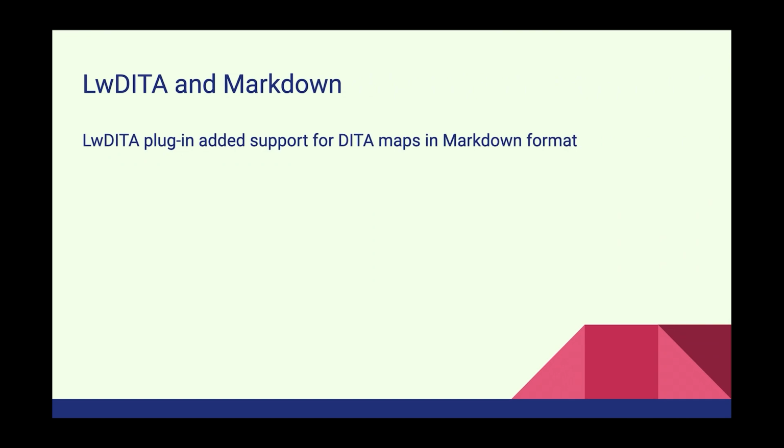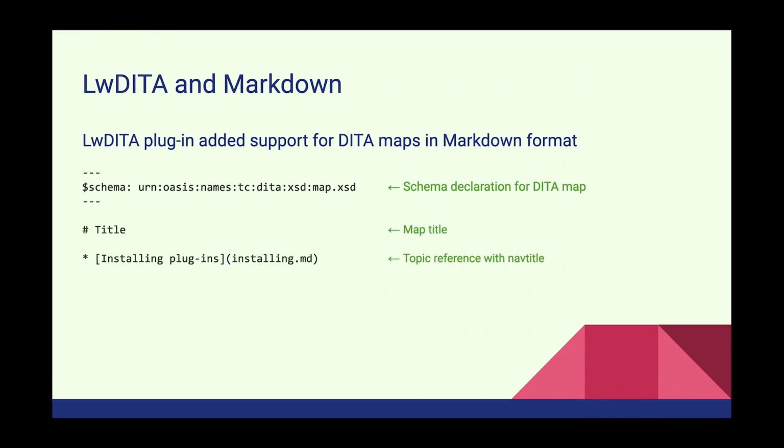Then implementing this allowed us also to extend Markdown support to cover DITA maps, which is, I think, kind of cool and also something that you'd expect. So we start off by declaring the file to be a map. So the same thing repeats over and over. You have the map title. You can have topic references, which are represented as a list, because if you look at the table of contents that maps to a DITA map, it looks like an ordered list or unordered list.